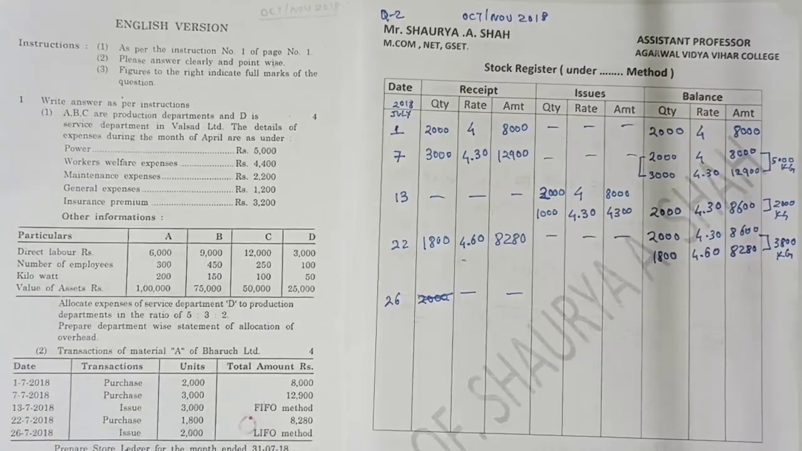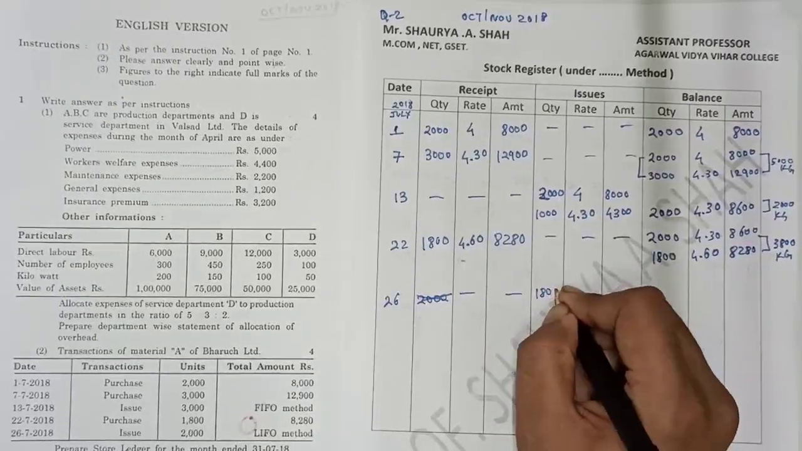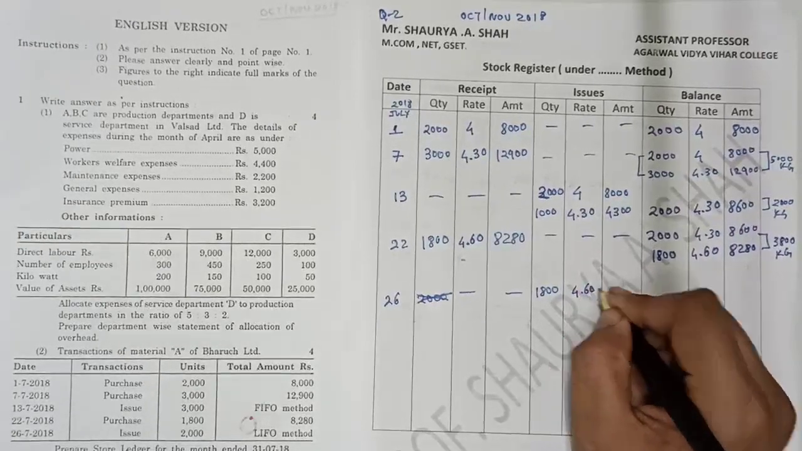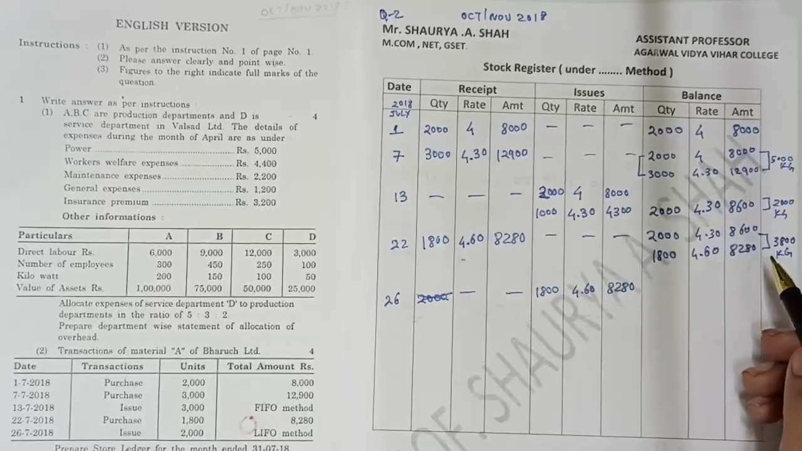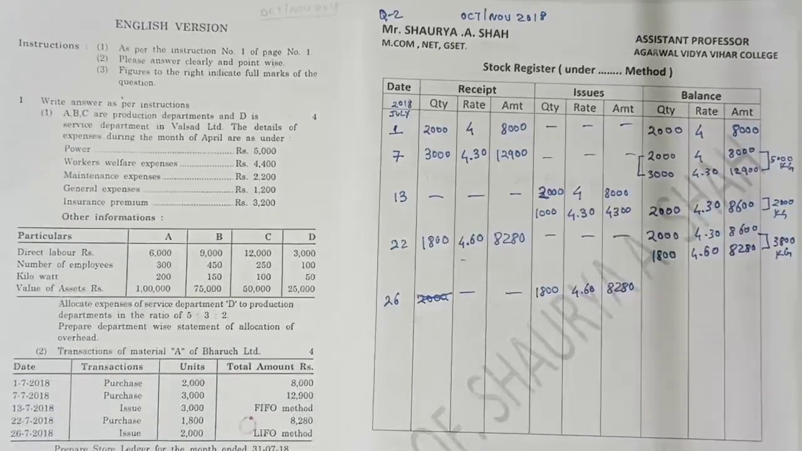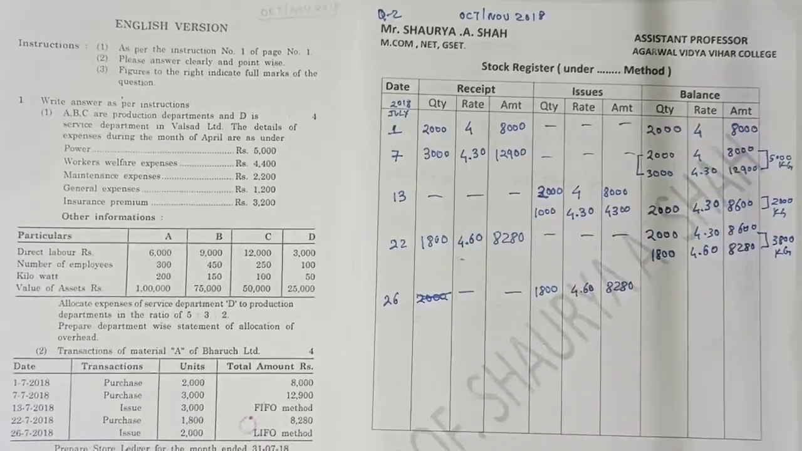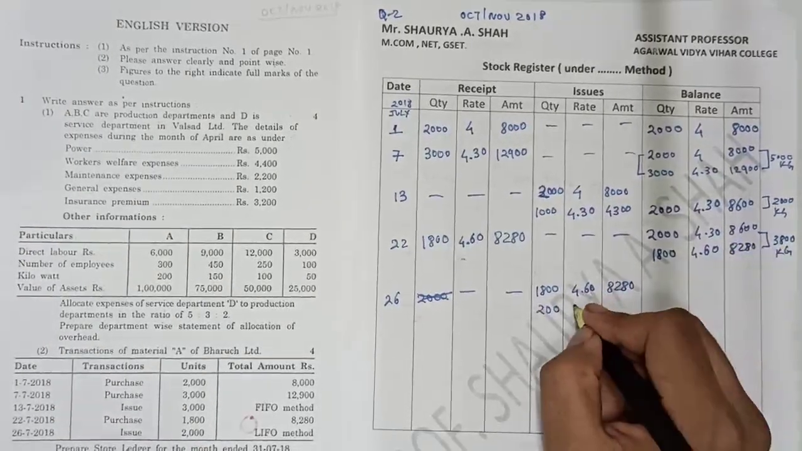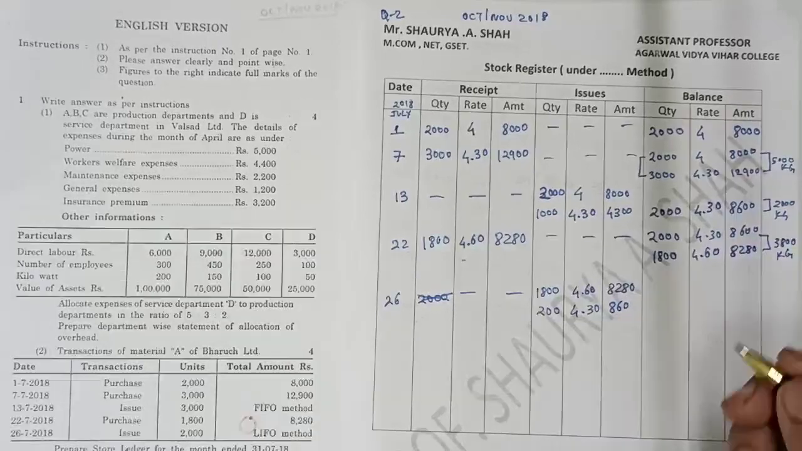LIFO means last in first out. Who came last? 1800 units. So I'll write down in quantity 1800 units. The rate is 4.60 and the amount is 8280 I am having, right? Same thing I'll write down from here. Now I have issued 2000 units, right, students? I have again issued 1800 out of 2000. How many required? 200 more. 200 will be from the earlier material. So 200 into 4.30. So 4.3 into 200 gives me 860, right? So my issue is complete.